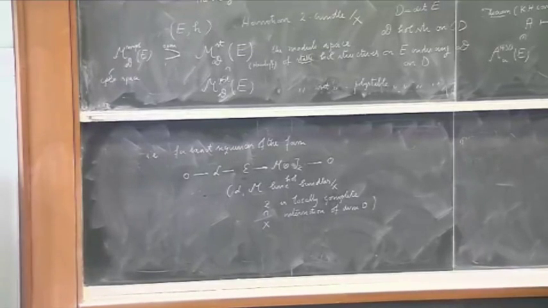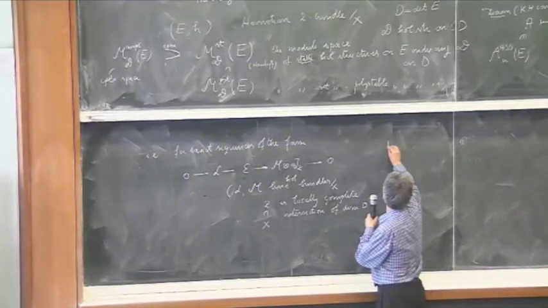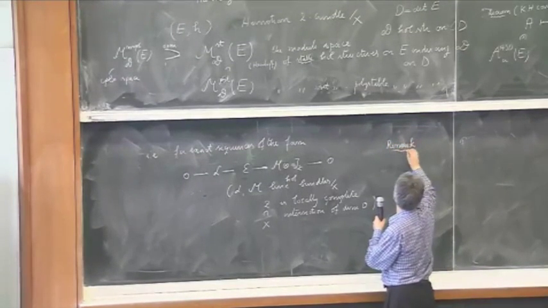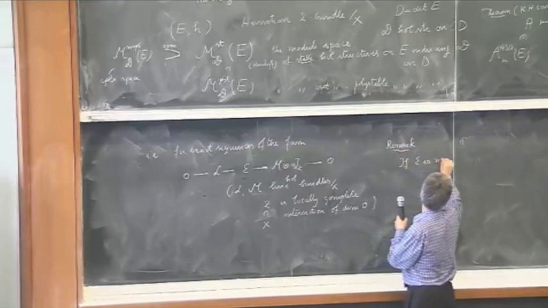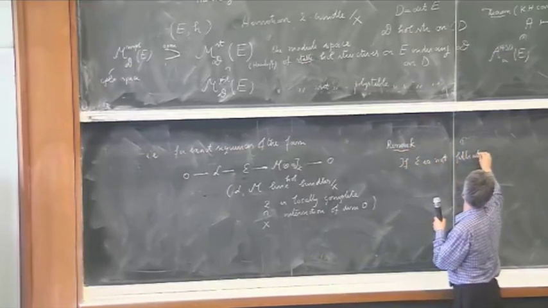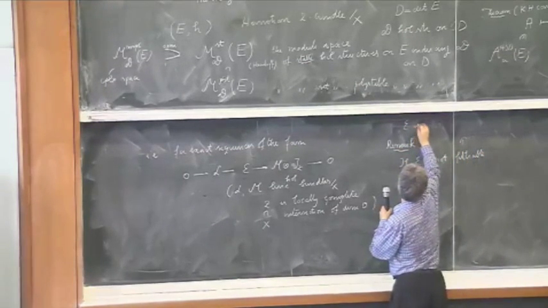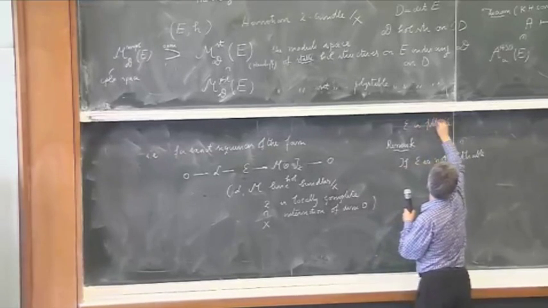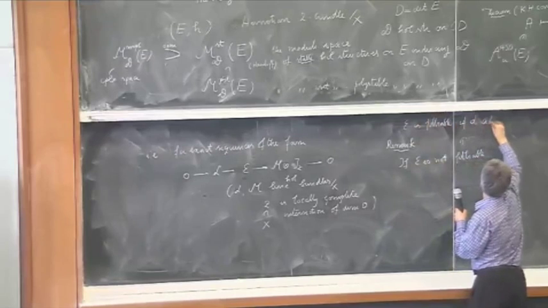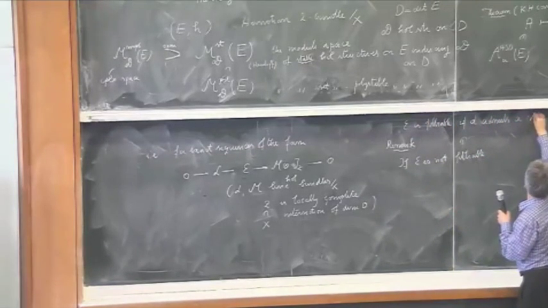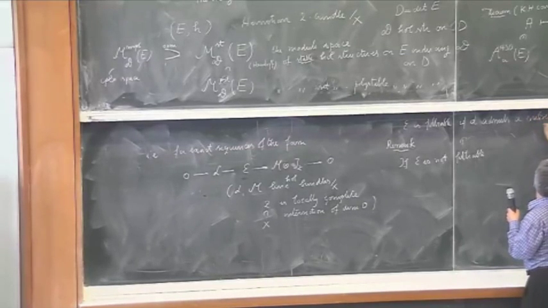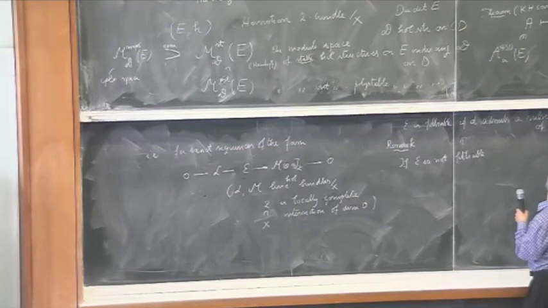So let me write this carefully now. So remark, if E is not filterable. Now, maybe a definition first. E is filterable if it admits a subsheaf, a coherent subsheaf of rank one. Of course, this is the good definition for rank two. Yeah? For bundles of higher rank, this will be more complicated, of course. But with bundles of rank 2, this is what filterable means.